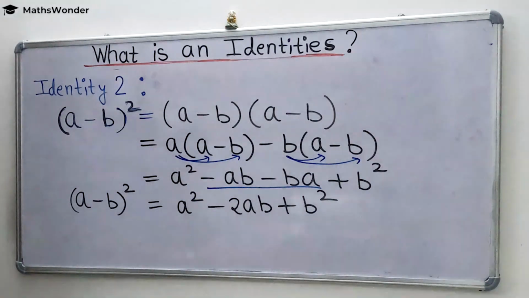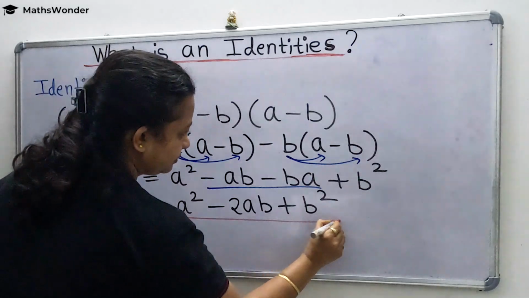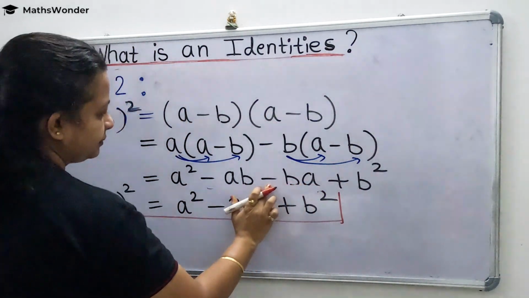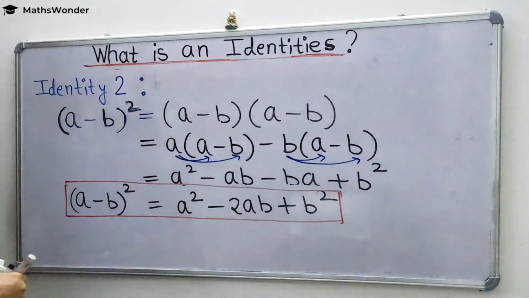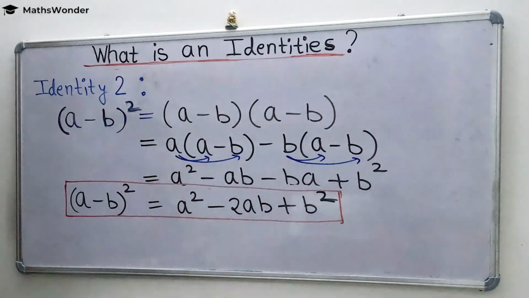Now, can you tell me what is the difference between the last identity and this second identity? Can anyone explain? So it's the same thing, but the signs have changed. We have negative 2ab plus b squared. That's where it has changed, because in the last one it had all plus.